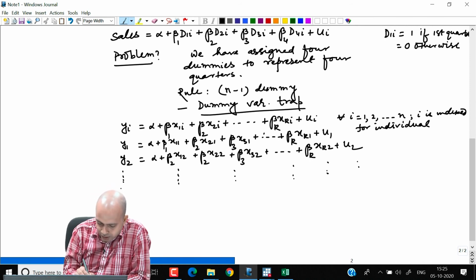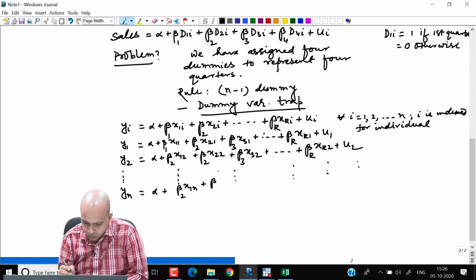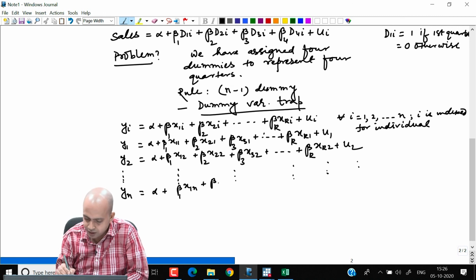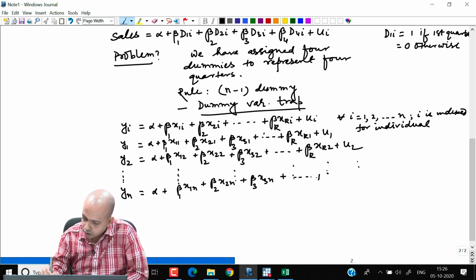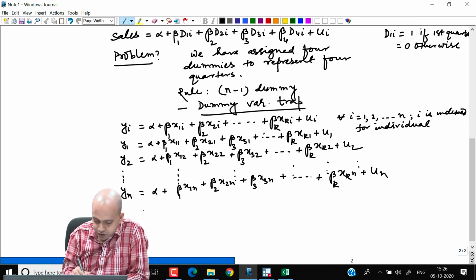So that means ultimately, if you represent this, yn would become alpha plus beta 1 x1n, sorry, this is beta 1. So this is beta 1 x1n plus beta 2 x2n plus beta 3 x3n plus beta k xkn plus un for the nth.